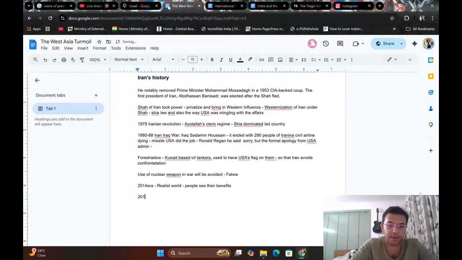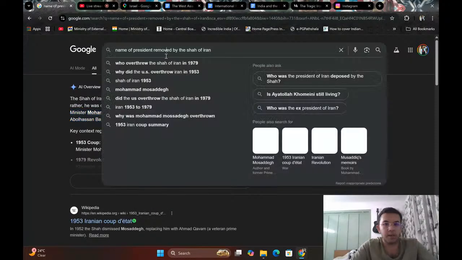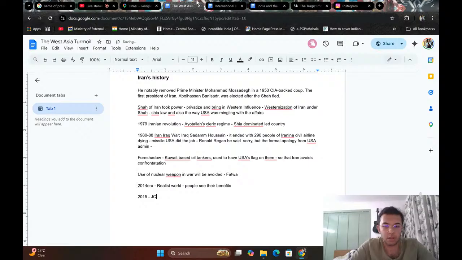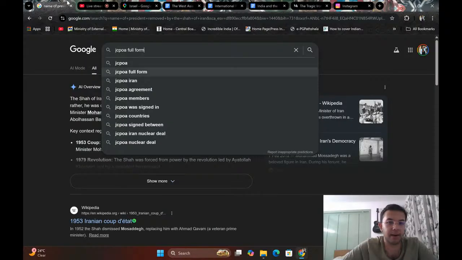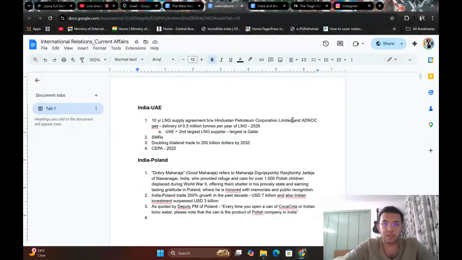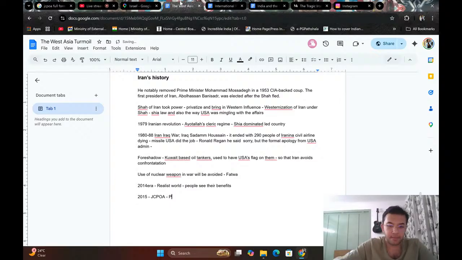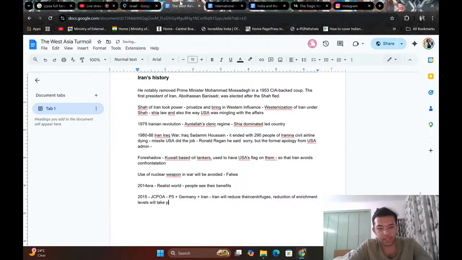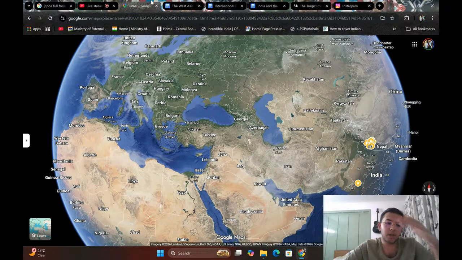So that's where the 2015 JCPOA came, the Joint Comprehensive Plan of Action. That's what was signed between the P5, Germany, and Iran. And at that time, the deal said that Iran will reduce their centrifuges, reduction of enrichment levels will take place, and in all, the issue of sanctions will be removed to give a show of display when it comes to the case of how diplomacy can be used to bring about peace.